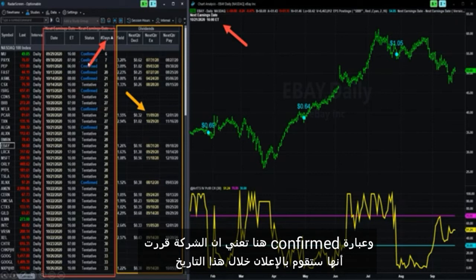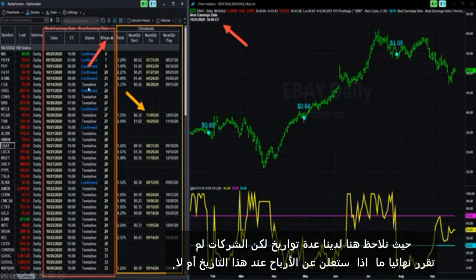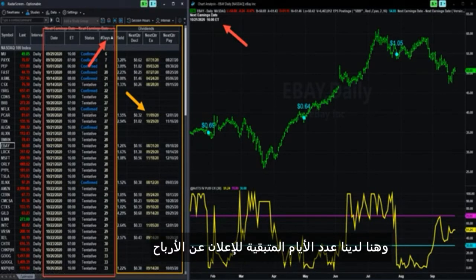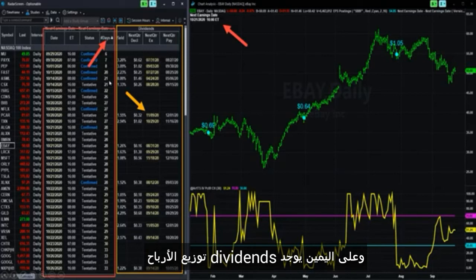Confirm simply means that the company has confirmed that in fact they are going to do their announcement on that day at that time. A lot of times they'll set it, but they haven't confirmed it yet. So you still get the information, but it's not completely confirmed yet. And then, of course, we just calculate the number of days out there, so you can see that as well. And then on the right of that is the dividends.